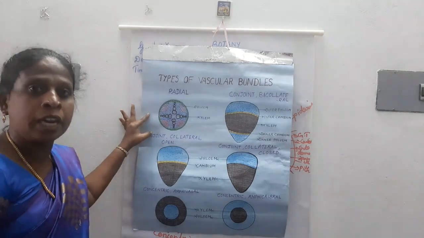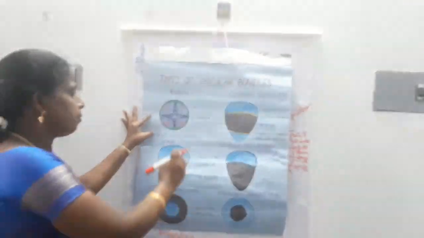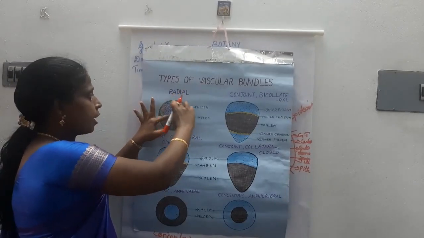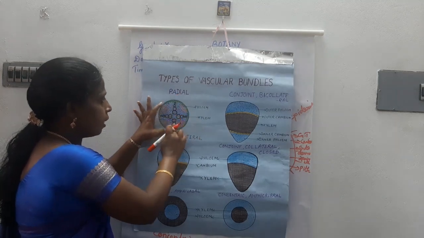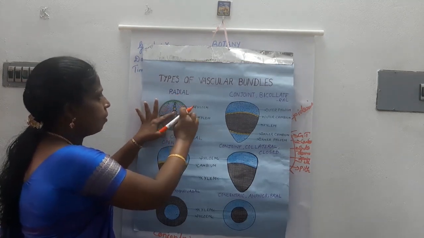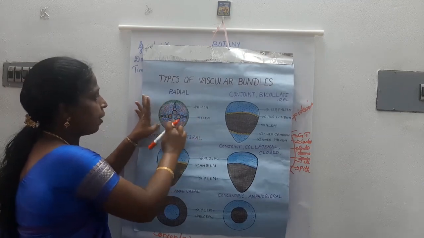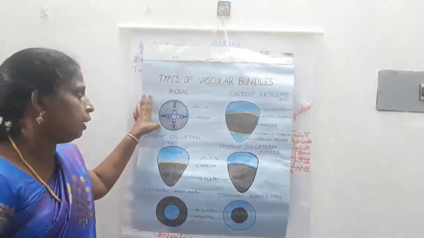You all know radius. What is radius? The distance between the center point and the circle is called the radius. Here we can see the xylem and the phloem. They are arranged in different radii, so they are called a radial vascular bundle.